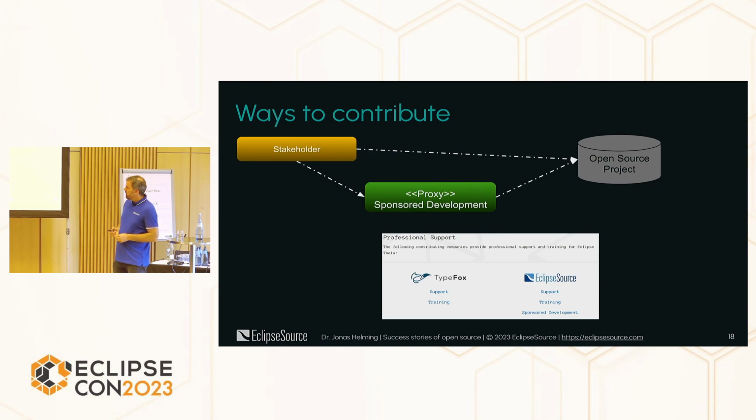So how to find these companies? Many project websites actually have a support section, and these sections list the companies that provide support for a specific project. So for example, here we have Theia, where we have Typefox and EclipseSource. So you can click there, you even have the choice between different vendors, and you can get in contact. An alternative way to contribute.